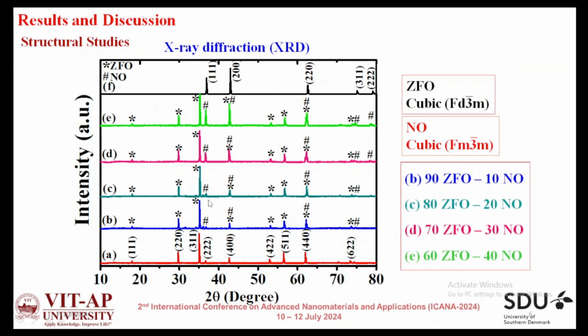composites. The structural confirmation was carried out by the X-ray diffraction technique, and the XRD pattern of ZFO is indexed with the cubic structure with space group Fd-3m, and the XRD pattern of NiO is indexed with the cubic structure with space group Fm-3m. The XRD patterns of the composites show the existence of peaks arising from both ZFO and NiO. NiO is the short abbreviation for nickel oxide. We have not found any other secondary phases. It means that the phase structures, that is the ZFO and NiO phases, retain their structure in the composite samples.